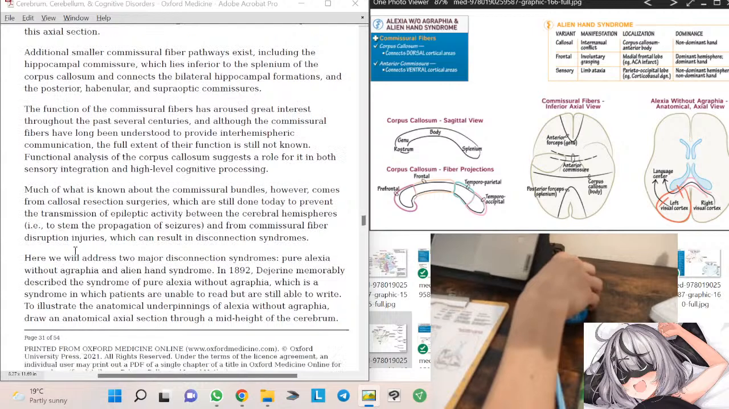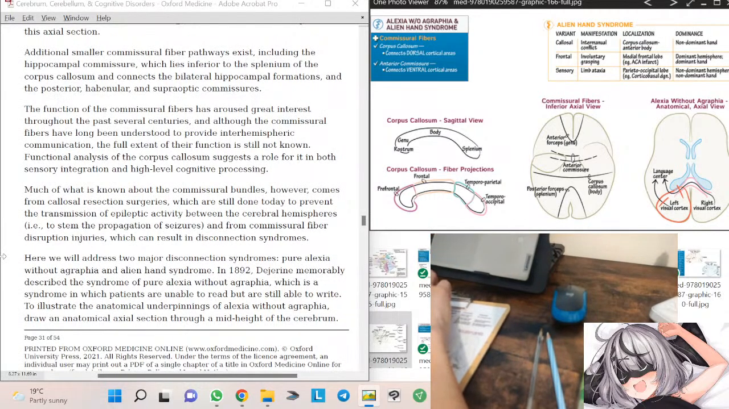The function of the commissural fibers has aroused great interest through the past several centuries, and although the commissural fibers have long been understood to provide interhemispheric communication, the full extent of their function is still not known. Functional analysis of the corpus callosum suggests a role for it in both sensory integration and high-level cognitive processing.